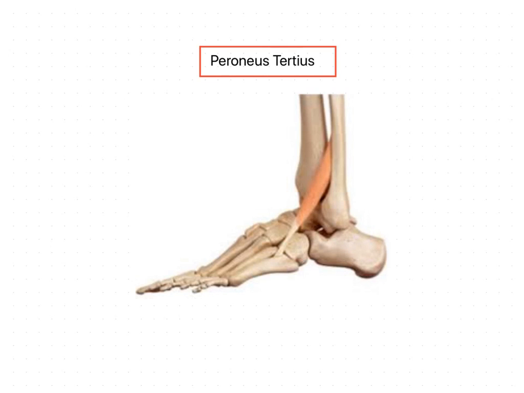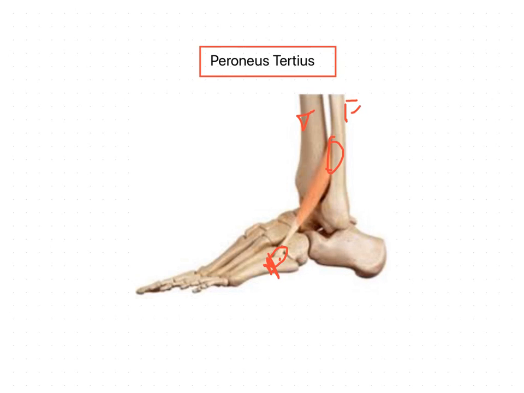If you see the origin, it originates from the lower 1/4 of the medial surface of the fibula. So this is the fibula and this one is the tibia; this is the lateral aspect here. It also arises from the adjoining interosseous membrane. And if you see the insertion, it is inserted into the medial part of the dorsal surface of the base of the fifth metatarsal bone. This is the origin and insertion of Peroneus Tertius.